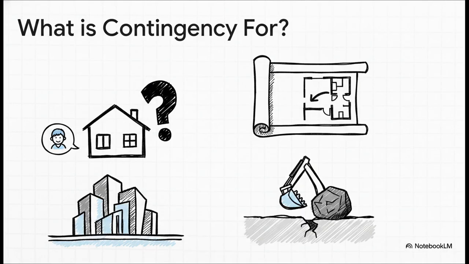And what kind of risks are we talking about? Well, they could be anything from incomplete design documents to the client changing their mind about something halfway through the project. It's also used for really unique or specialized designs where there's no instruction manual. And critically, it covers those truly unforeseen site issues, like digging for that foundation and hitting a massive boulder that was on zero surveys. That's exactly what contingency is for.